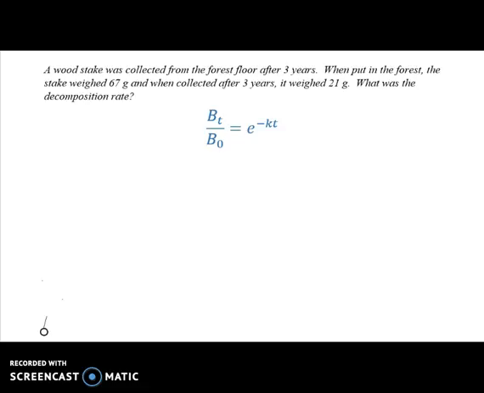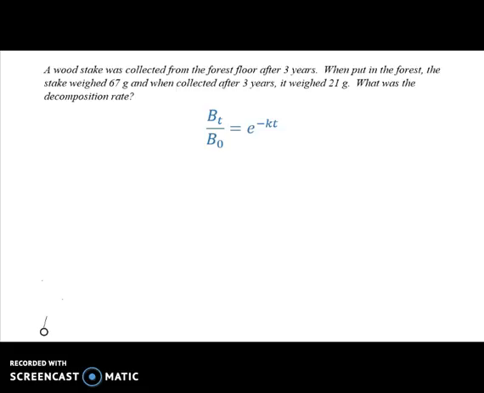A wood stake was collected from the forest floor after 3 years. When put in the forest, the stake weighed 67 grams, and when collected after 3 years, it weighed 21 grams. What was the decomposition rate? So what we're trying to find out in this problem is what the value of k is, as we know what b sub t, b sub 0, and t are. The first thing we'll want to do is to write our equation with our known variables.